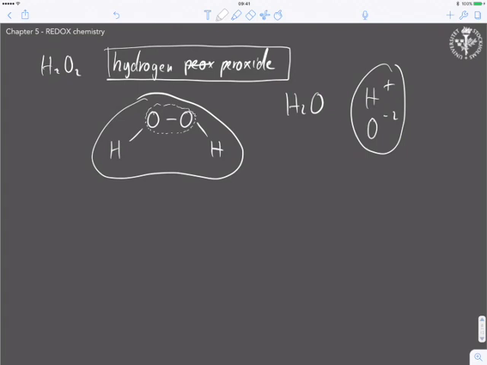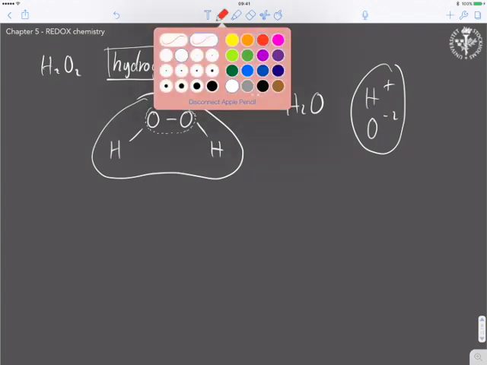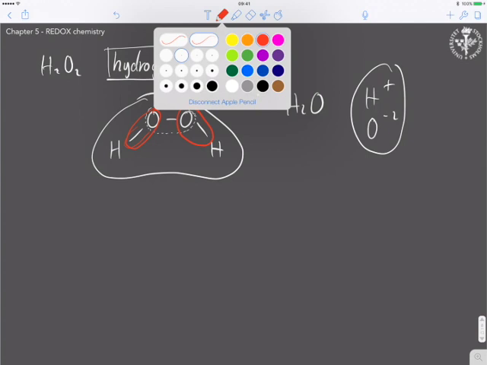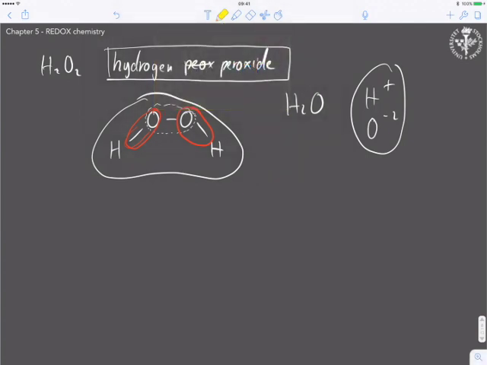So the only electron that will be grabbed by oxygen will be this one here for this oxygen, and this one here for this oxygen. Meaning, the oxidation state of this will be -1 here and -1 here. This is one of the exceptions for oxygen. 99% of the time, the oxidation state of oxygen will be -2. In some cases, it could be -1, as in hydrogen peroxide.